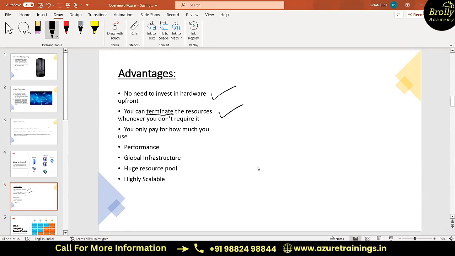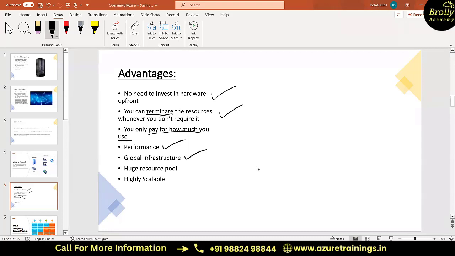The third advantage is that you only pay for how much you use. Suppose I use my virtual machine for 1 month or 1 year, I only pay for that one month or 1 year. After that, I won't pay anything to the cloud provider. The next advantage is performance. As I mentioned, they maintain high-end hardware and software, so that we get high performance. And the next thing is global infrastructure.